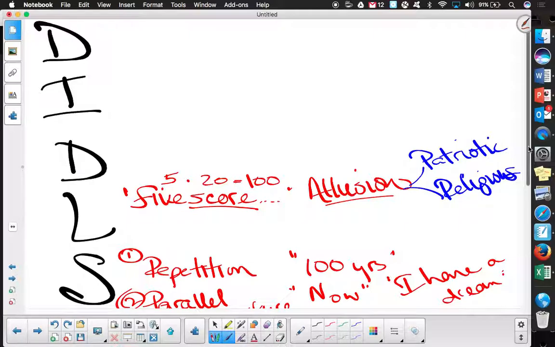In that one paragraph, you've got parallel structure. You could argue you have juxtaposition, where he's taking groups of people that folks don't always think of as getting along: Jews, Gentiles, Catholics, Protestants, whites, blacks.